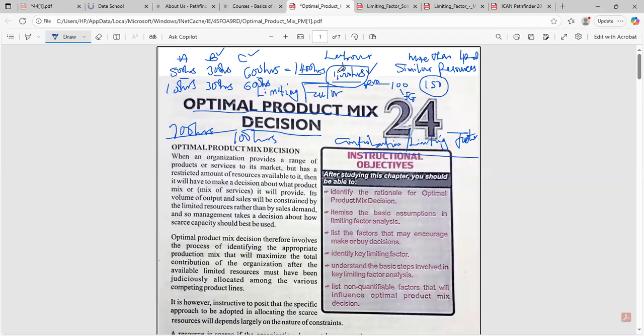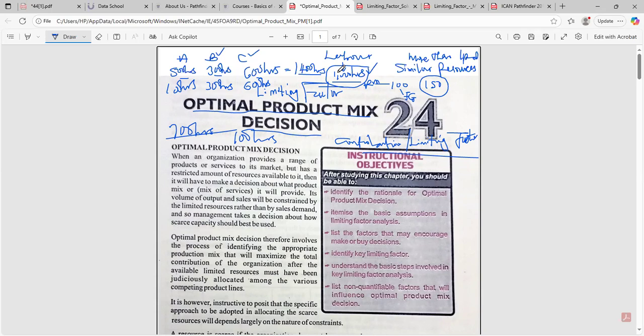So when there's a limiting factor, there's nothing much you can do. Just share what you have available to each of the products, using their contribution per limiting factor, aka more or less like using their profit earning potentials. Does that make sense now? That is the simplicity, or that is the idea behind the topic limiting factor. How you share scarce resources to competing products using their contribution per limiting factor.